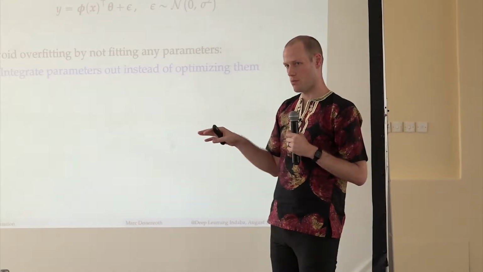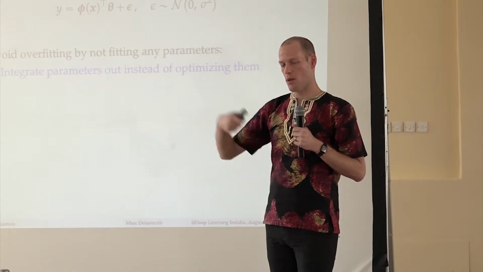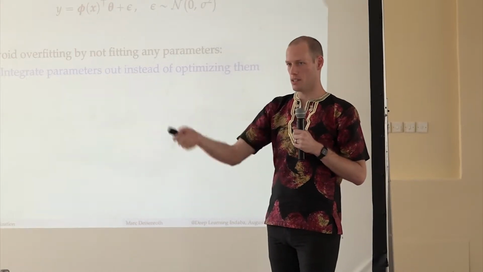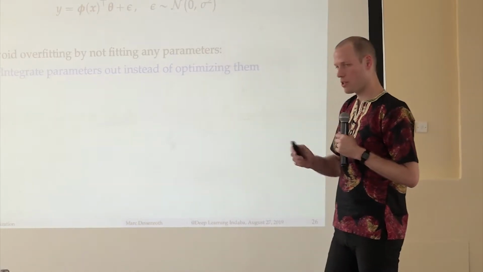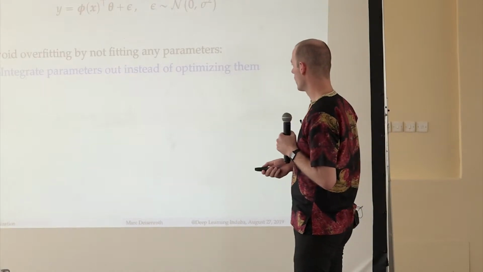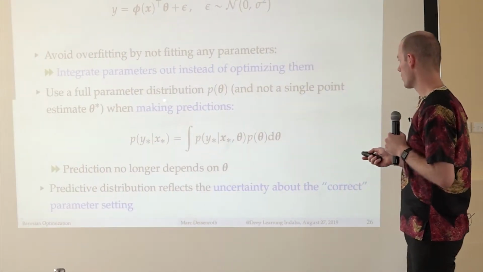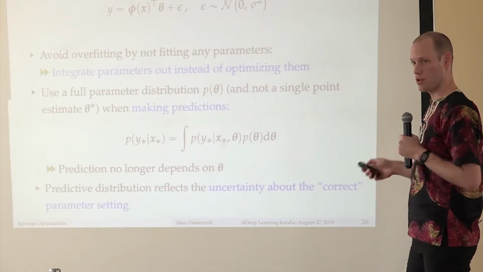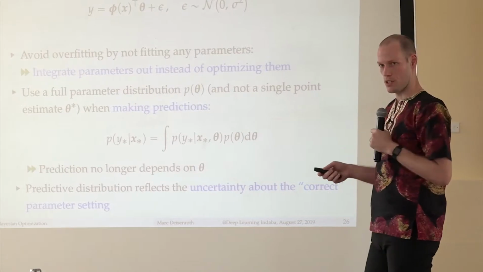So we place a prior distribution on the parameters, compute a posterior distribution, and when we make predictions, we integrate out with respect to this posterior distribution. And that will change a few things. So this is kind of like the idea, right? We want to use a full parameter distribution, instead of a single parameter, when making predictions.